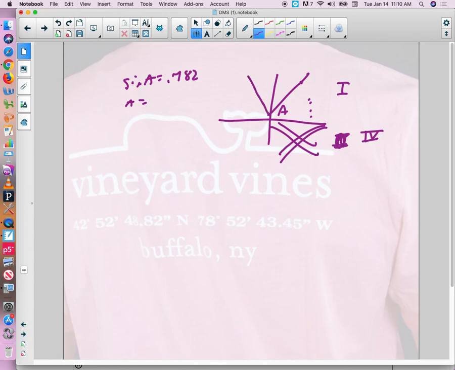Isn't that also true over here, though? Maybe you're the person that really wanted that obtuse triangle, and you didn't want angle A to be like that. Do you see the difference? This leg could swing this way or this way to make that person happy.